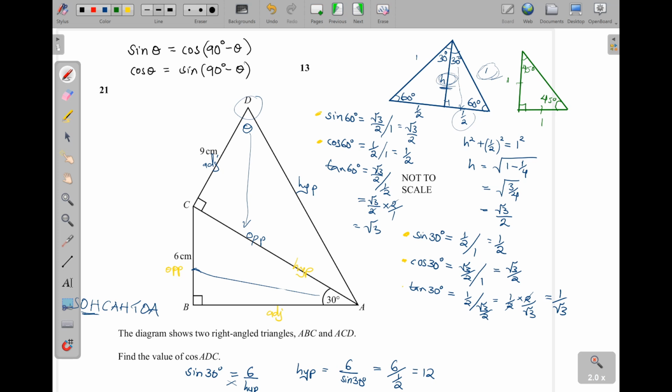Now, what is sine of 45? Sine of 45 is equal to the opposite. Opposite to this 45 is this one here, which is 1. Then over the hypotenuse. Now we need to find this one. We can use Pythagoras theorem: 1 squared plus 1 squared. That will be 2. So this is root of 2. That means sine of 45 is going to be 1, which is the opposite, over the hypotenuse, root of 2. Okay? 1 over root of 2.